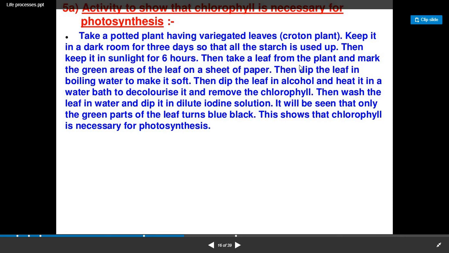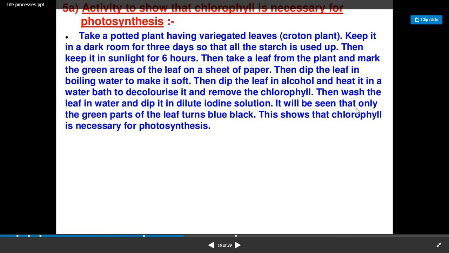Now take a leaf from the plant and mark the green areas of the leaf on a sheet of paper. Then dip that same leaf in boiling water to make it soft. Then dip the leaf in alcohol and heat it in a water bath to decolorize it and remove the chlorophyll. Now wash the leaf in water and dip it in dilute iodine solution.